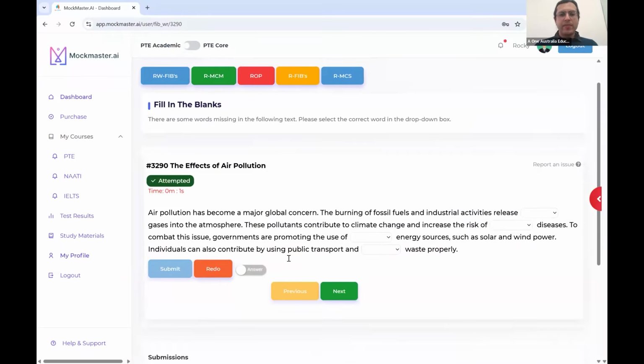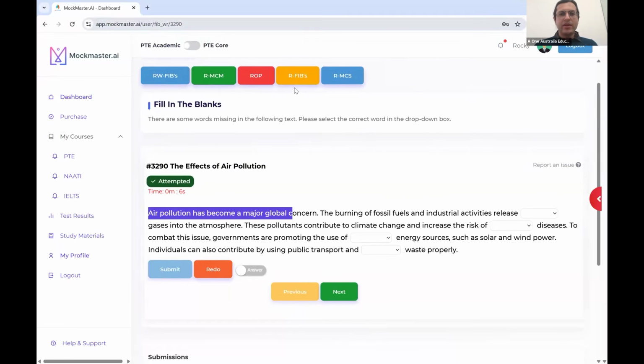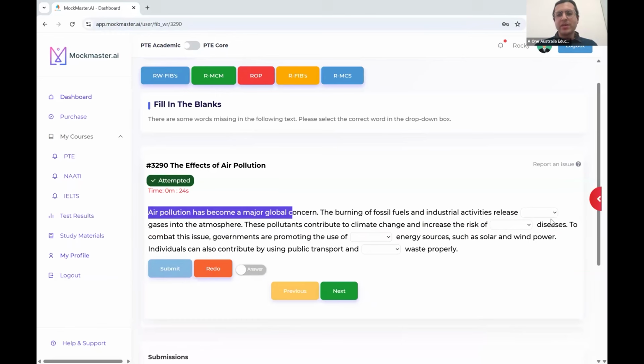Now here, for example, this question is about air pollution. We need to understand what the passage is talking about. You can see it's a global concern. Concern means it's a negative thing, it's a problem. The burning of fossil fuels and industrial activities release dash gases into the atmosphere. Here we need to understand which type of gases will be released, harmful or harmless. Obviously, it's burning of fossil fuels, so logically it should be something negative because it's also industrial activities.